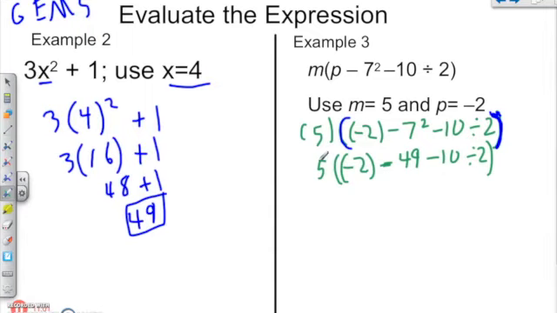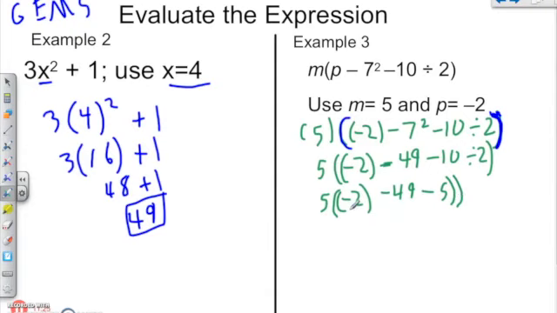Now, this 5 is technically multiplying everything, but we're not done with our grouping, so we still have to leave him out for now. So I'm just going to write him there. We still have the negative 2 minus 49. Now we have a negative 10 divided by 2. That's going to give us negative 5. And we're finished with that step.